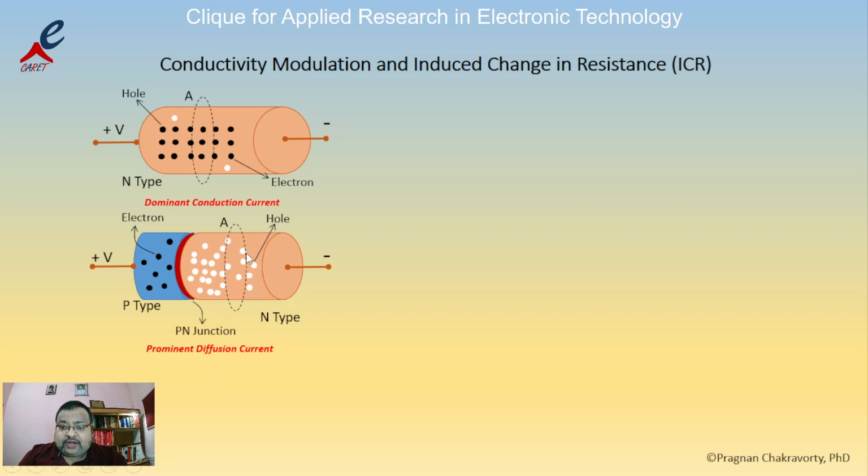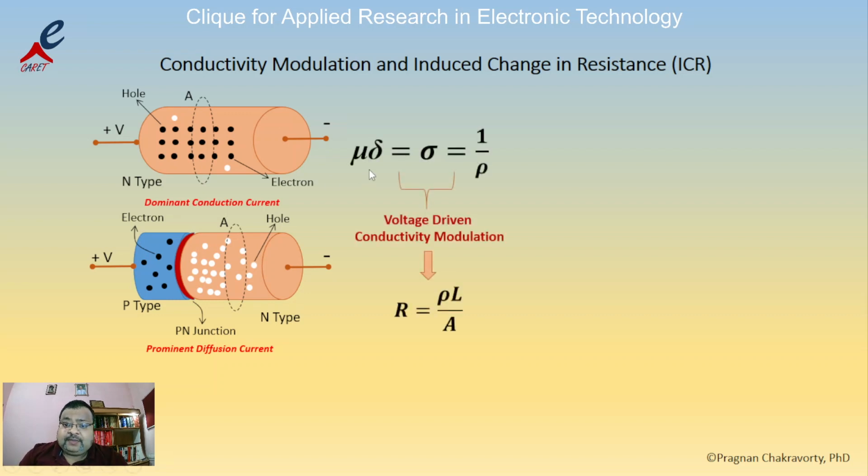Now, as per this famous equation, if we change the density of charges, and certainly we do that, since a higher number of charges are now coming into A and replacing the lower number of charges, the charge density has now increased. A change in the charge density will change the conductivity, that is sigma, and that will in turn change the resistivity. Here mu is the mobility, and the resistivity will change the resistance as well.